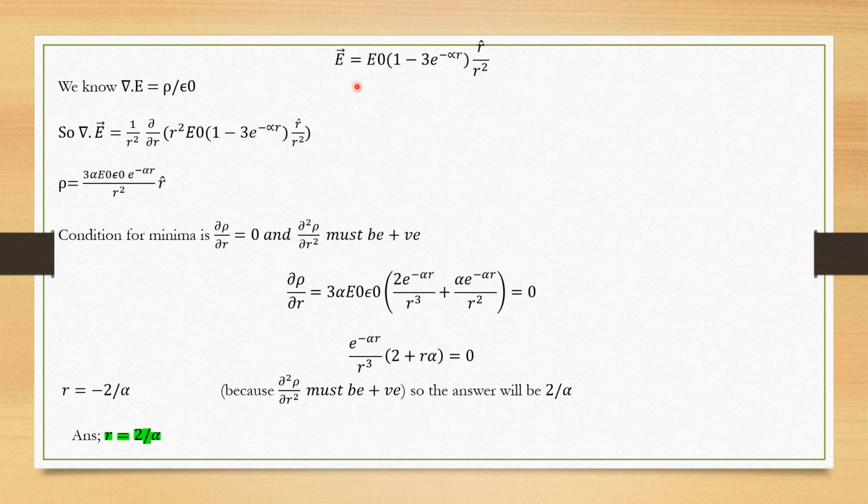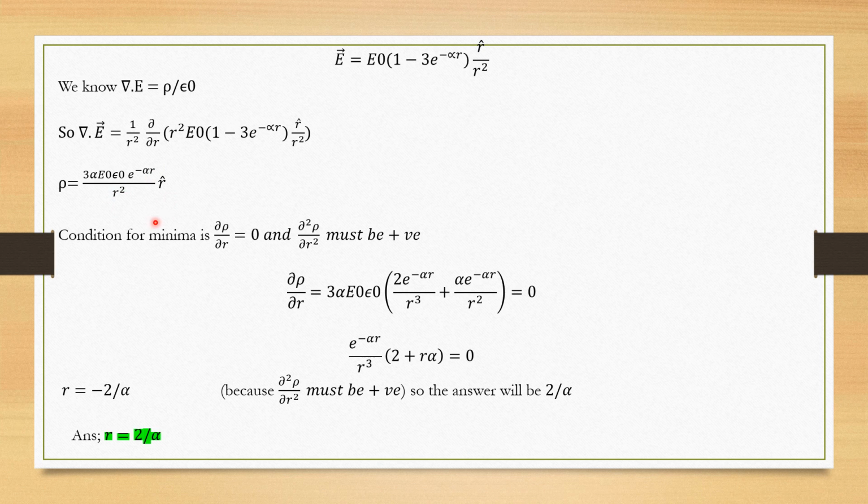In the question it has been given that E is equal to E naught (1 minus 3 e to the power minus alpha r) divided by r squared, in the direction r cap. We know that del dot E is equal to rho by epsilon naught. So from here we can find that rho is equal to 3 alpha E naught epsilon naught e to the power minus alpha r divided by r squared.